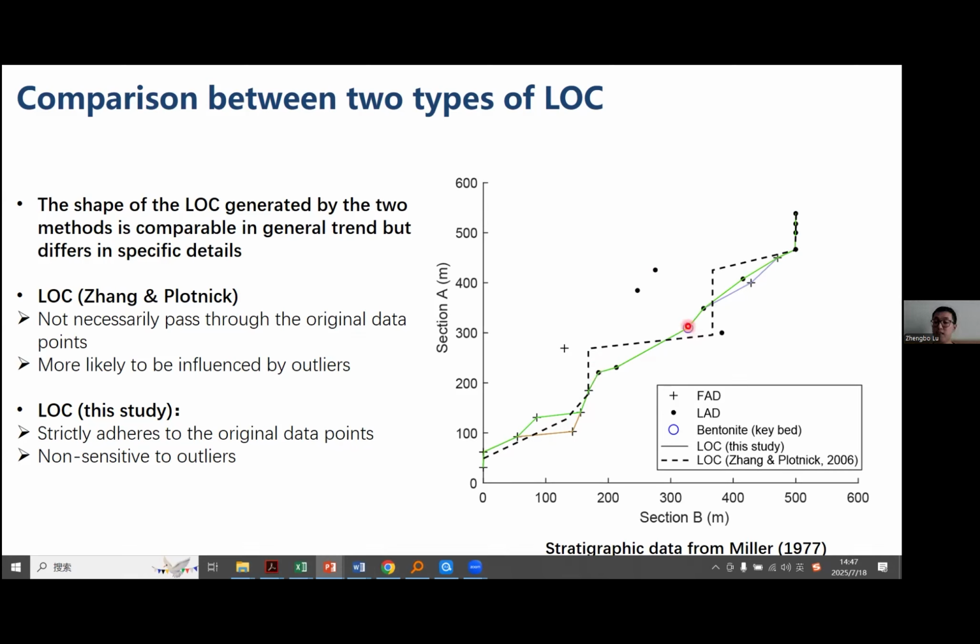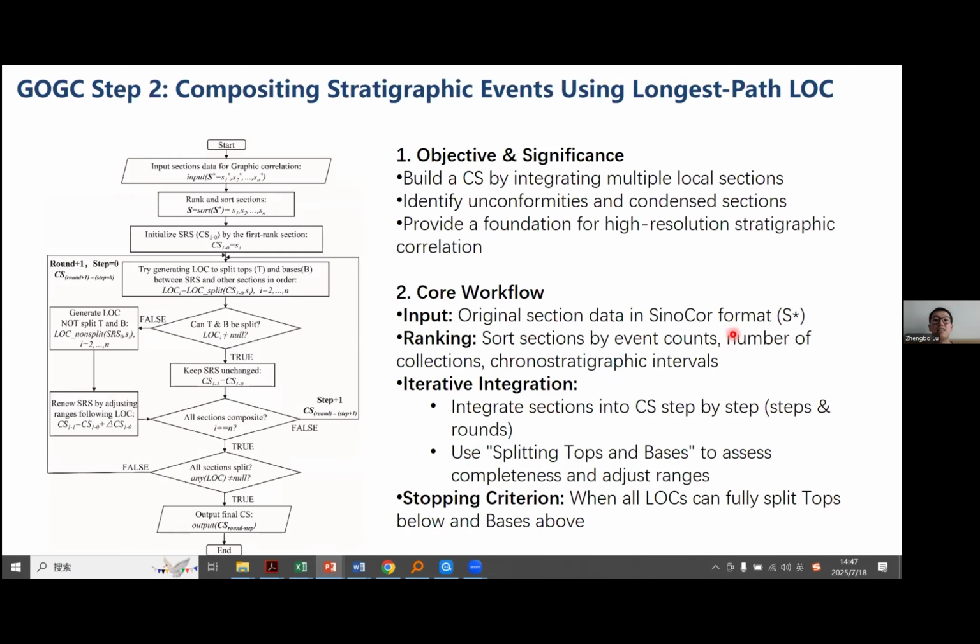Like here, there is a key bed of bentonite. Zhang and Plotnik's LOC doesn't necessarily pass through the original data point, so it seems more likely to be influenced by the outliers near this key bed of bentonite, so the LOC doesn't pass through it. However, in our study, the LOC strictly adheres to the original data points, so it is not very sensitive to this outlier.